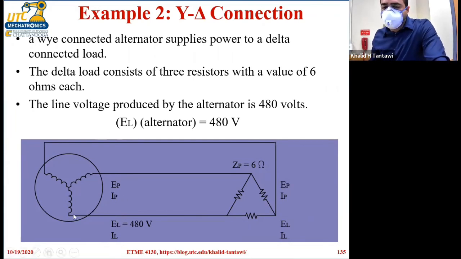Okay, so the phase value is going to be lower than the line value, because the line, you see how many there are in between. There's 2. So the line voltage is going to be larger for a Y than the phase voltage, right? So the phase voltage is going to be 480 divided by 1.732. That's going to give you 277, right?